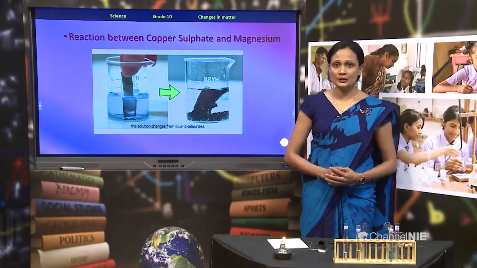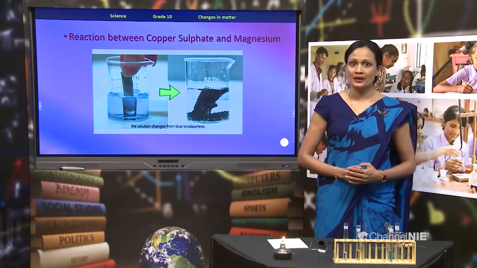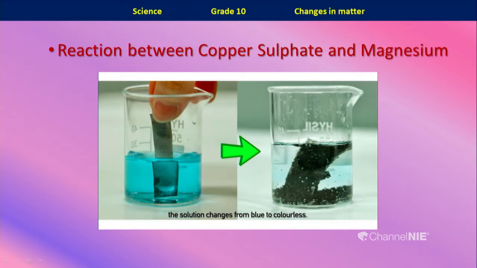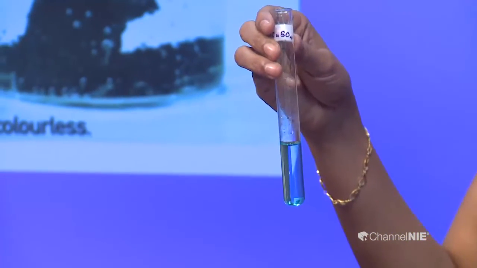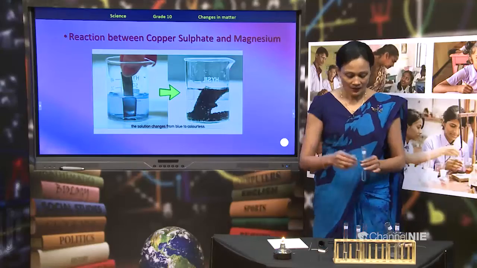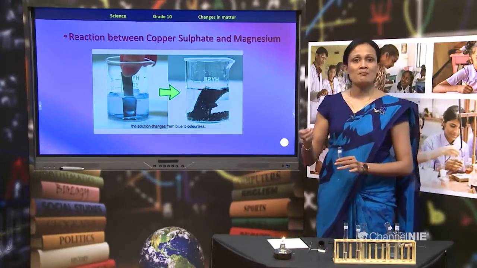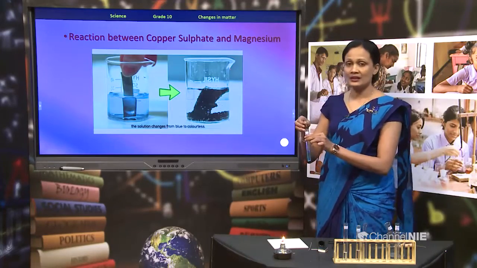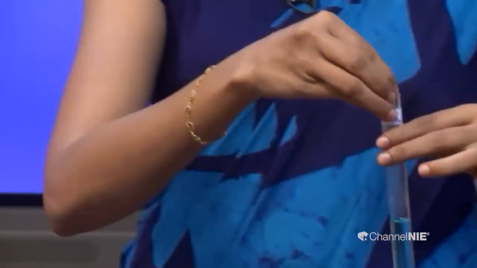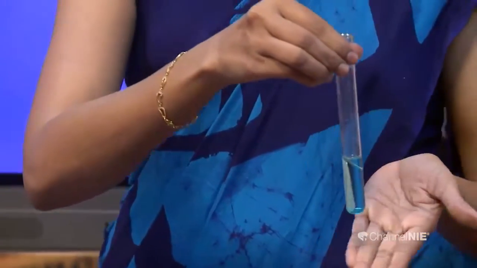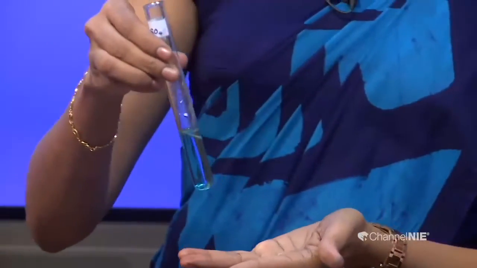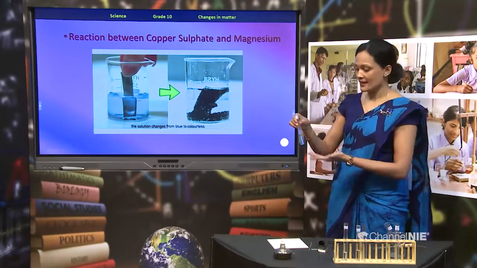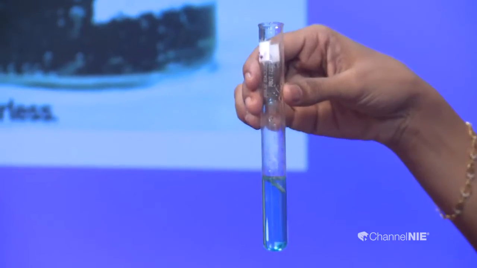Here I am going to add a magnesium strip into copper sulfate solution. Okay, look at this. Here I got copper sulfate solution in a test tube. Now I am going to add the magnesium strip into it. You need to observe. Here you can observe magnesium reacts with copper sulfate. That means there are some gas bubbles which are evolved in there.